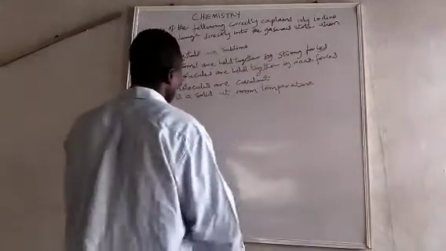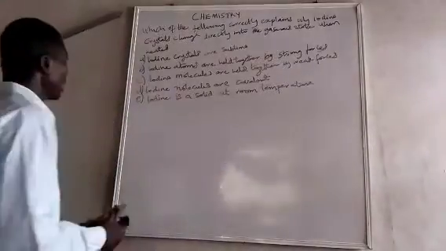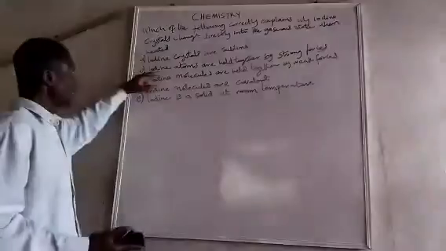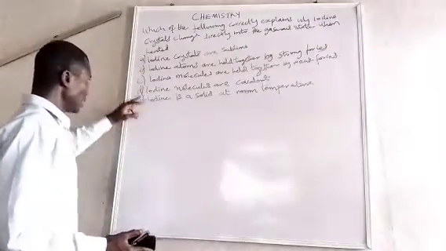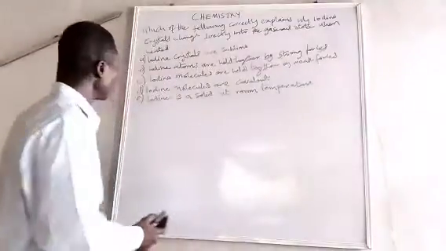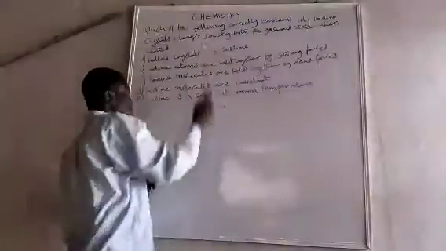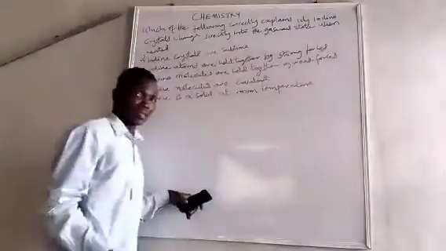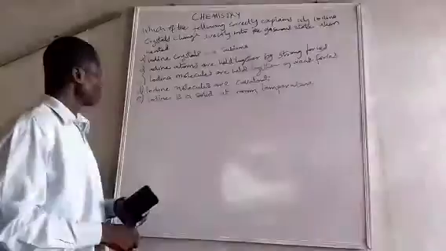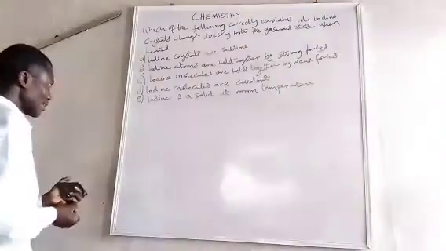Which of the following correctly explains why iodine crystals change directly into gaseous state when heated? A. Iodine crystals are sublime. B. Iodine atoms are held together by strong forces. C. Iodine molecules are held together by weak forces. D. Iodine molecules are covalent. E. Iodine is a solid at room temperature. The only answer consistent with the question is C. You can see here they are talking about atoms and strong forces. If strong forces are holding them together, they won't sublime. So C is the right answer.